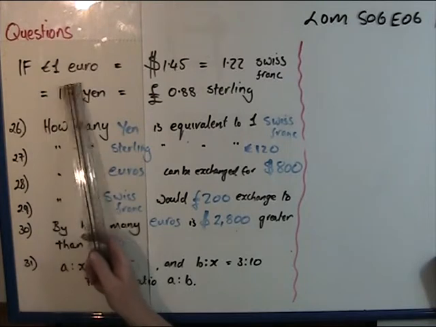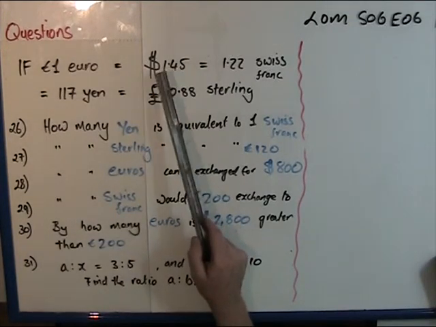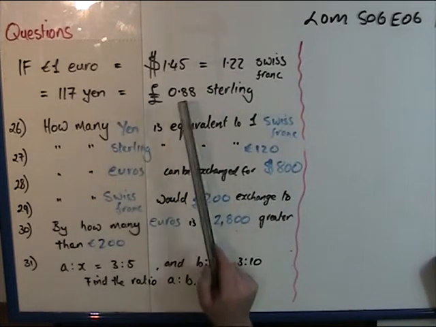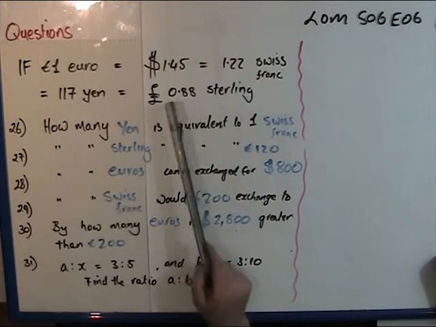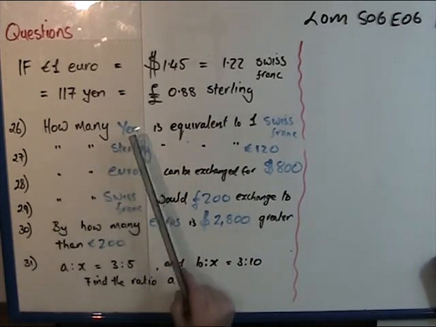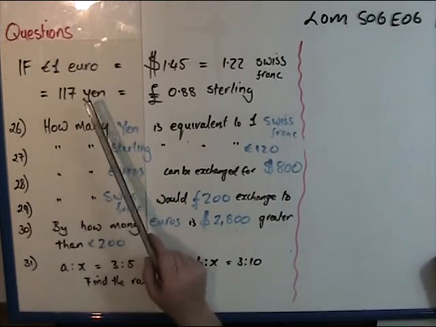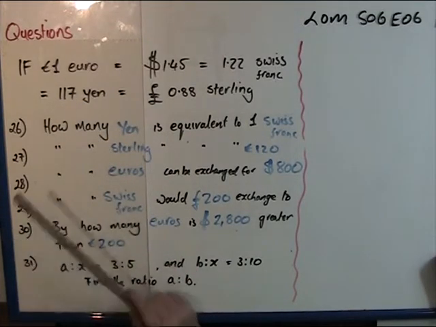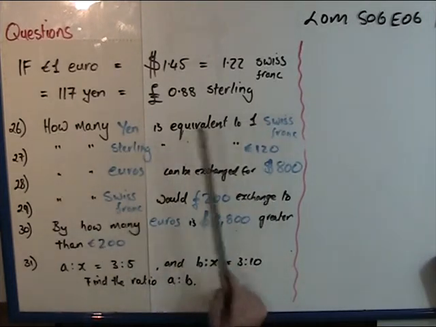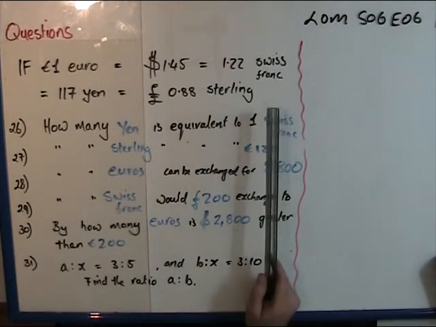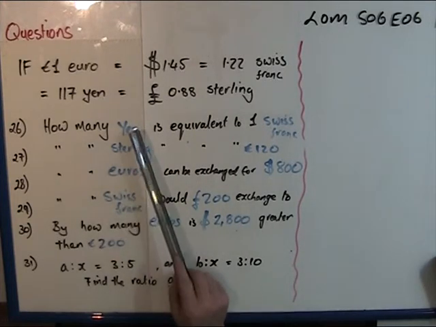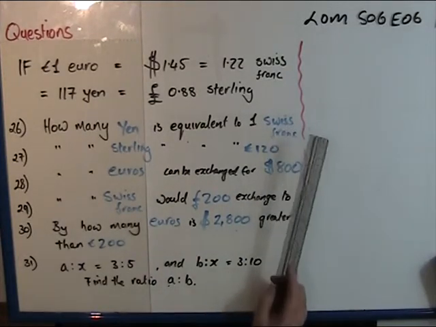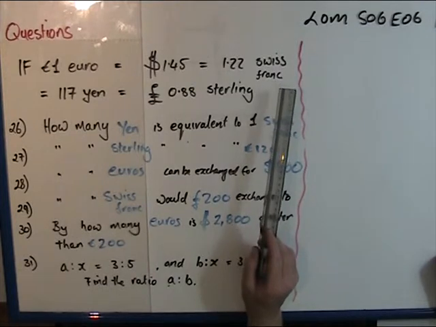Next questions. If €1 is equal to $1.45, and it's equal to 1.22 Swiss francs, and it's also equal to 117 yen, which is equal to 0.88 sterling pounds. How many yen is equivalent to 1 Swiss franc? 1.22 Swiss francs is equal to 117 yen. So then you do your equivalent. You go from the lowest to the highest. You're dealing with yen, so you would divide the yen into this, or to 1 Swiss franc. You take it out and have a look at it.